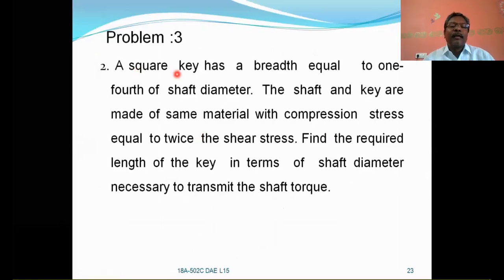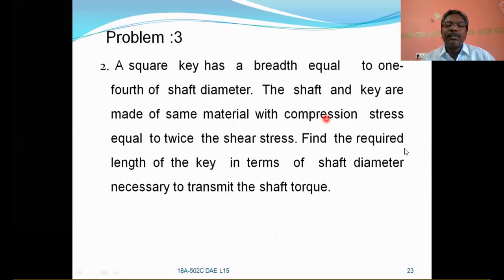Here a square key, that means width is equal to thickness of the key, has a breadth equal to 1/4 of the shaft diameter. That means the width of the key is equal to 1/4 of the shaft diameter, and the shaft and key are made of the same material. That means material for the shaft as well as the key is the same. That's why tau of the shaft and tau of the key is same.